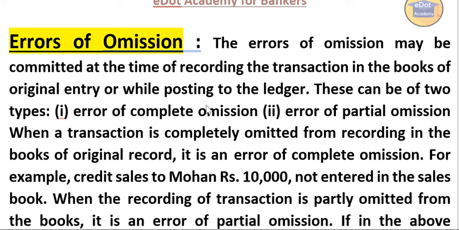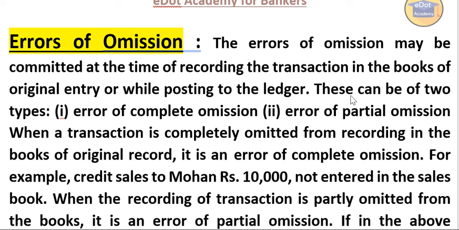Number one is error of complete omission, means हमने पूरा का पूरा एंट्री गायब कर दिया. Okay. And number two is called error of partial omission, means आधा एंट्री गायब कर दिया. Because each entry has two types of transaction. Number one is credit, other one is debit. So complete omission means हमने ना तो उसको डेबिट में एंट्री किया ना क्रेडिट में एंट्री किया. So this will be called complete omission.